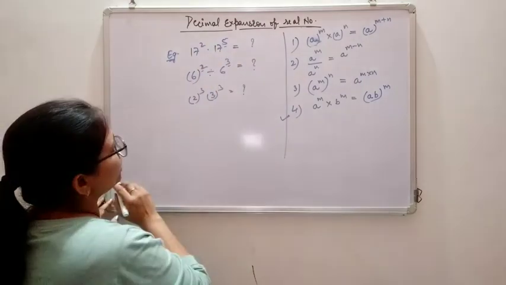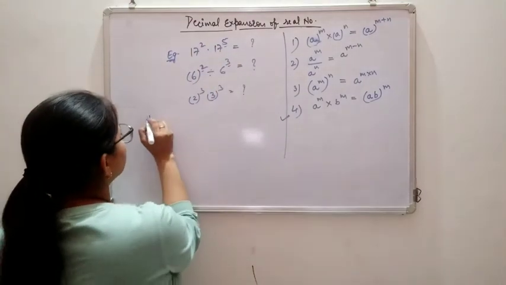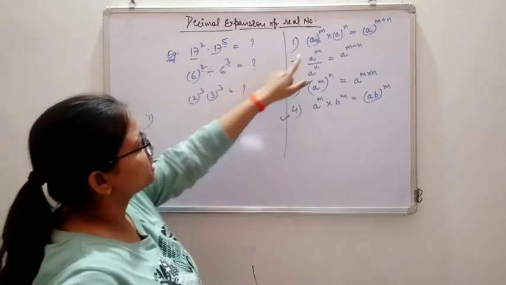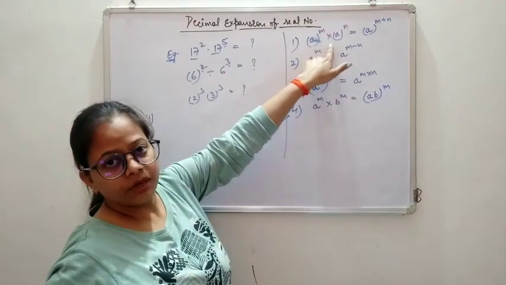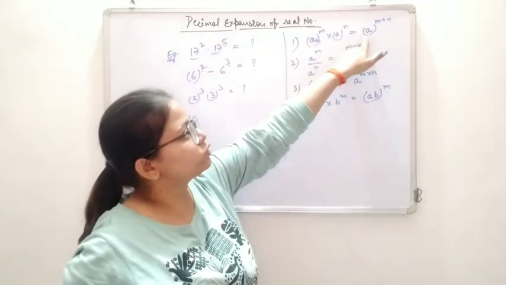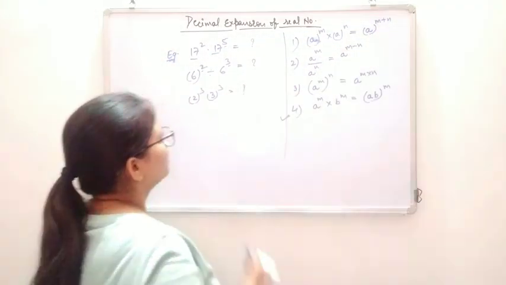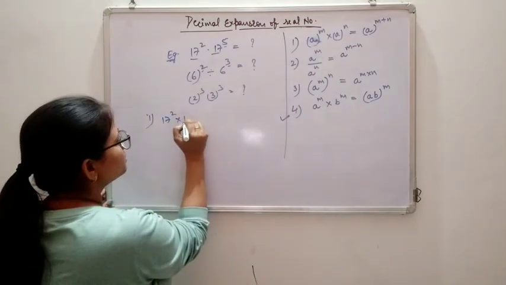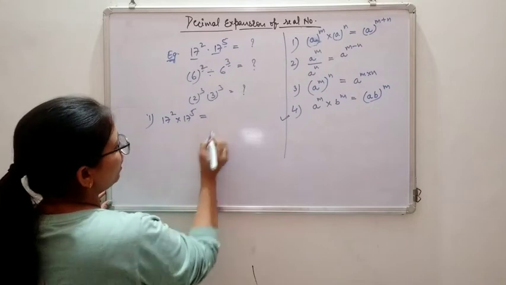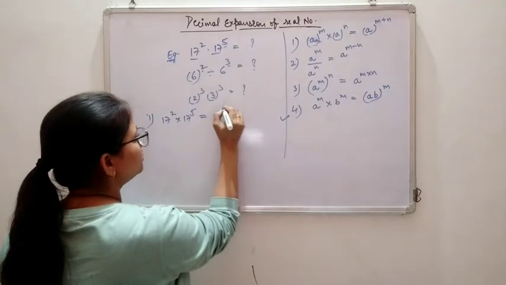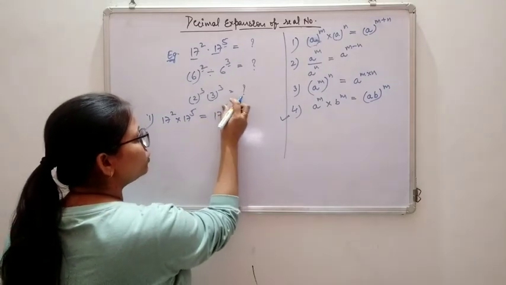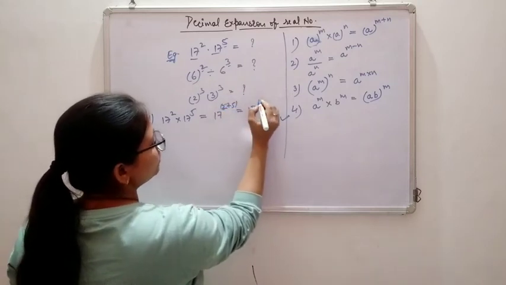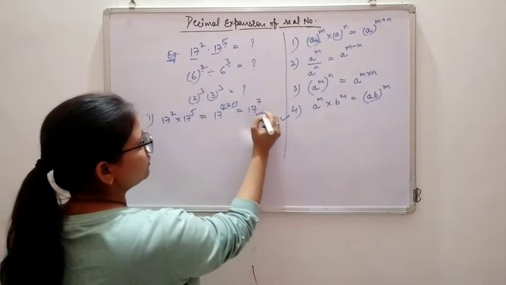Let's try to solve the questions first. Now you know the base is same, the power is different. That means a to the power m multiplied by a to the power n. How will you solve it? a to the power m plus n. Now 17 square multiplied by 17 to the power 5. How can you write it? 17 to the power 2 plus 5, meaning 17 to the power 7, right?